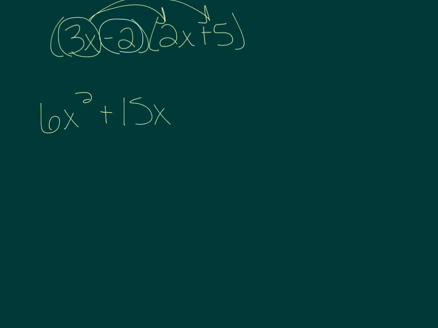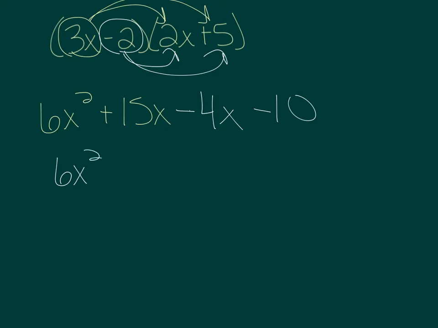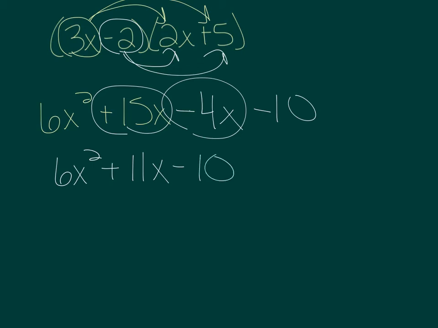Then we're going to distribute the negative 2. Negative 2 times 2x is negative 4x. Negative 2 times 5 is negative 10. We're going to combine like terms. We end up with 6x squared. We have 15x minus 4x, which is 11x, and then the minus 10.